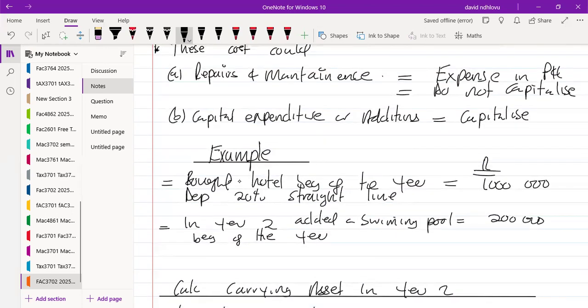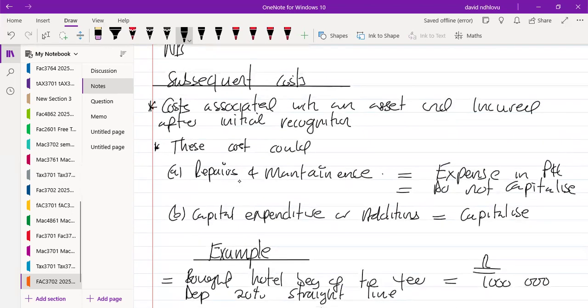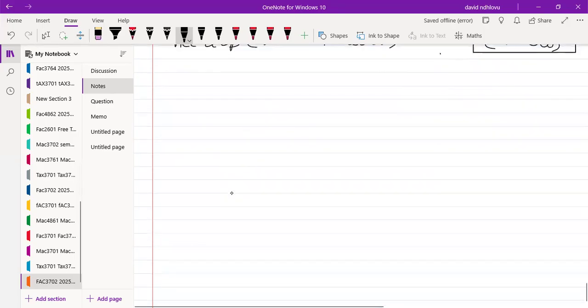Yes, we're clear. Right. So we have the repairs and maintenance, we expense that. Capital expenditure additions, we capitalize. But we have a special case also for what we call a significant, is it significant?